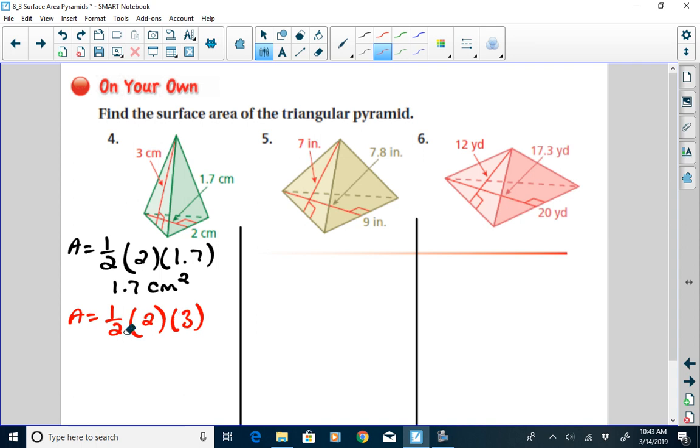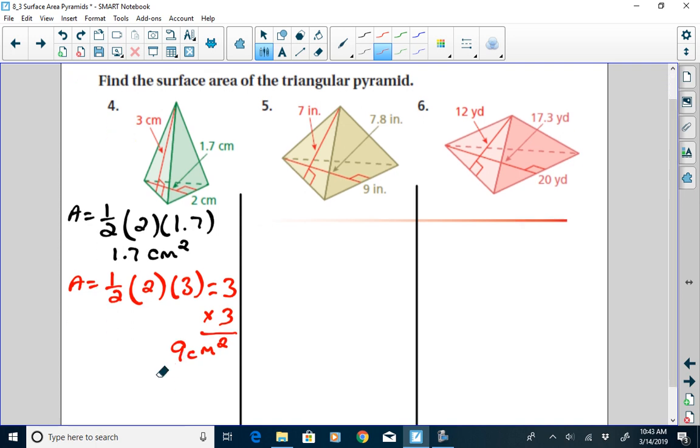1/2 of 2 is 1, 1 times 3. We get an area of 3 square centimeters. But there are 3 triangular faces, so I'm going to multiply that value by 3, and I get a total surface area of 9 square centimeters for your triangular faces. But we still have to add the area of the triangular base, which is 1.7, and we wind up with 10.7 square centimeters for the surface area.